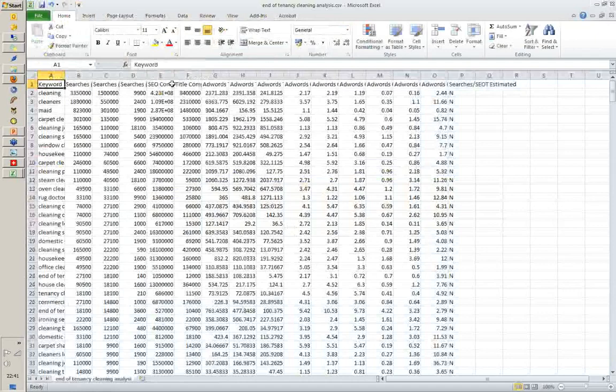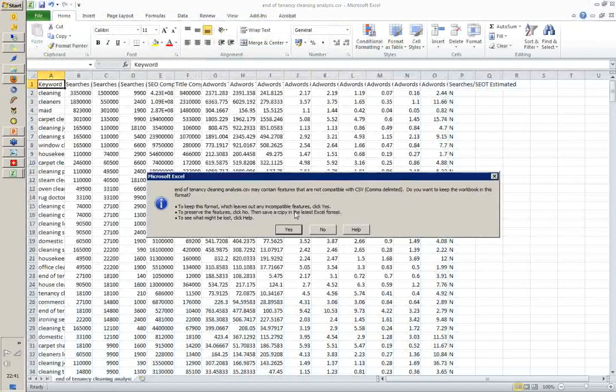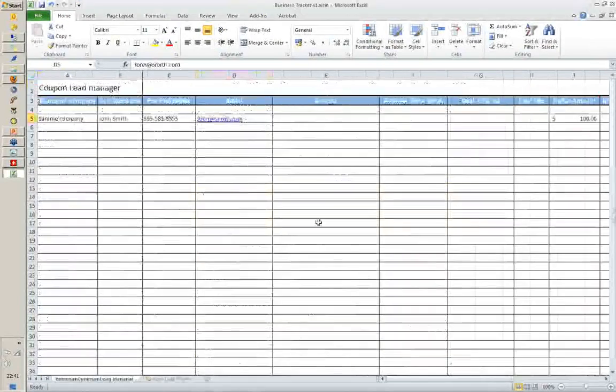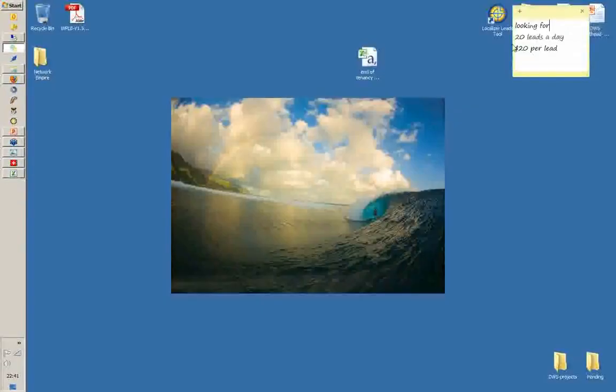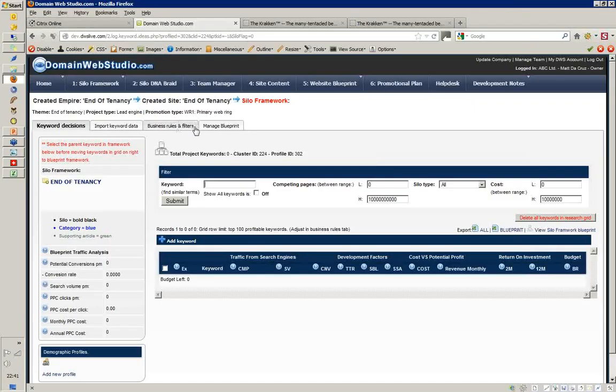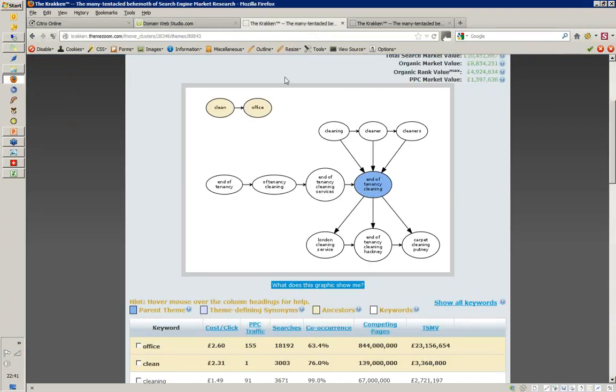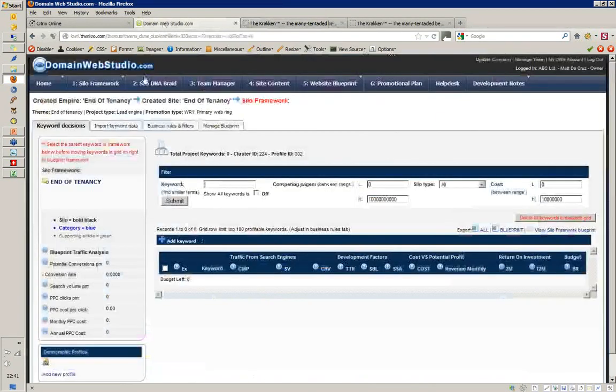Okay. So when I import stuff into DWS, I always just double check that it's a CSV file. And when I import it in, what I imported in is phrase match, and the searches are for a monthly value. That's what I'm doing. Okay. So I'm just going to cover there's our end of tenancy list over there. I'm going to import that as well.